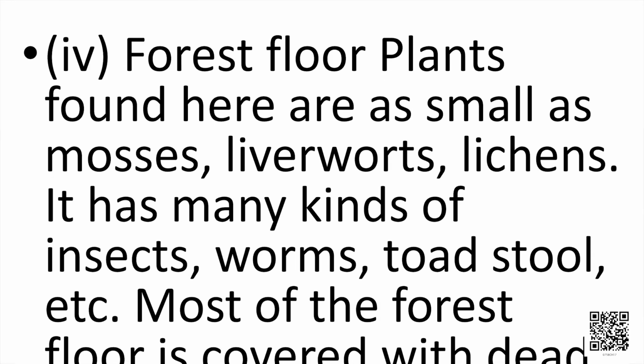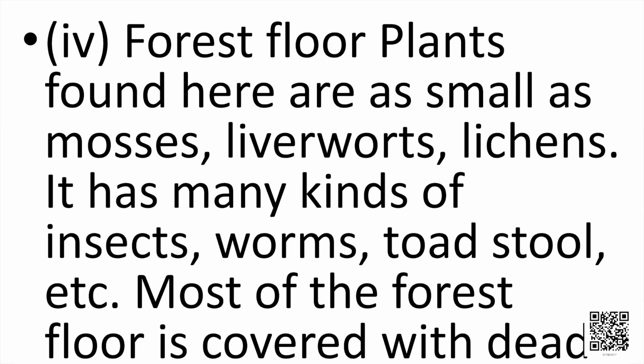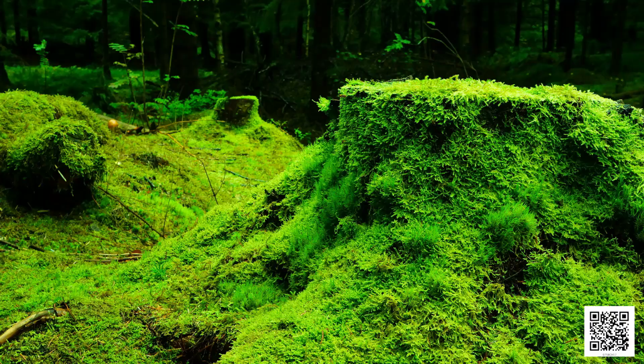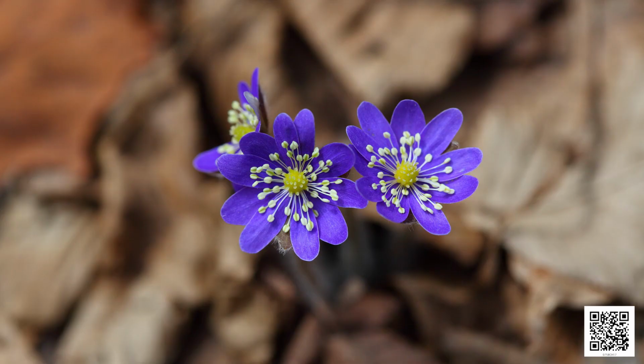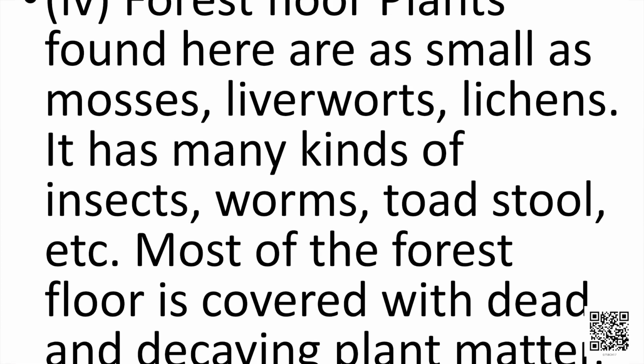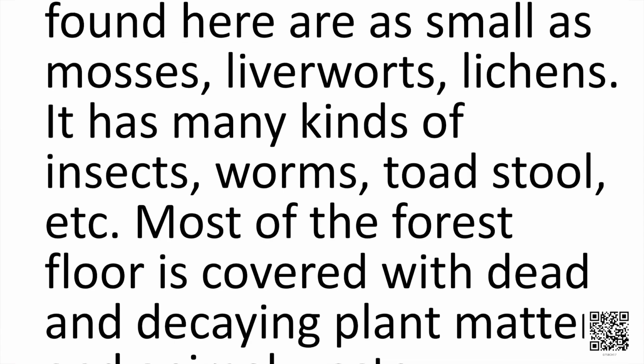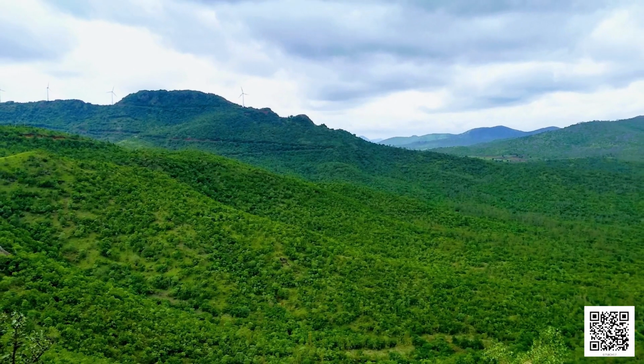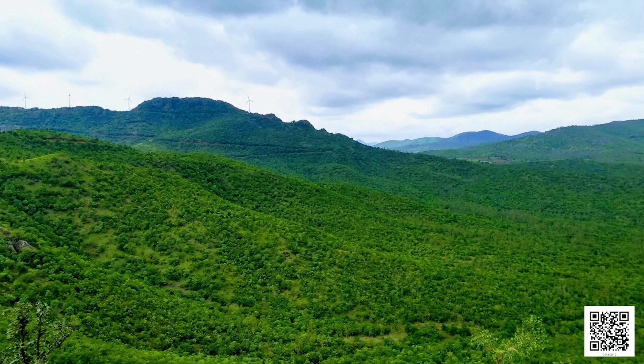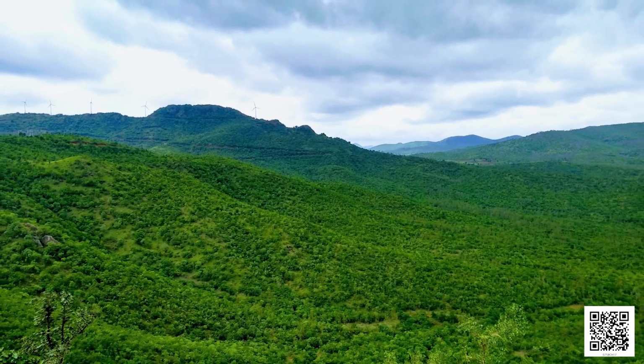Then the fourth part, that is the forest floor plants. So students, in this floor part, the forest plants are found here. They are as small as mosses, liverworts, lichens. It has many kinds of insects also, and worms, toadstool, etc. Most of the forest floor is covered with dead and decaying plant matter and also animal waste. So students, this was about the structure of the forest.